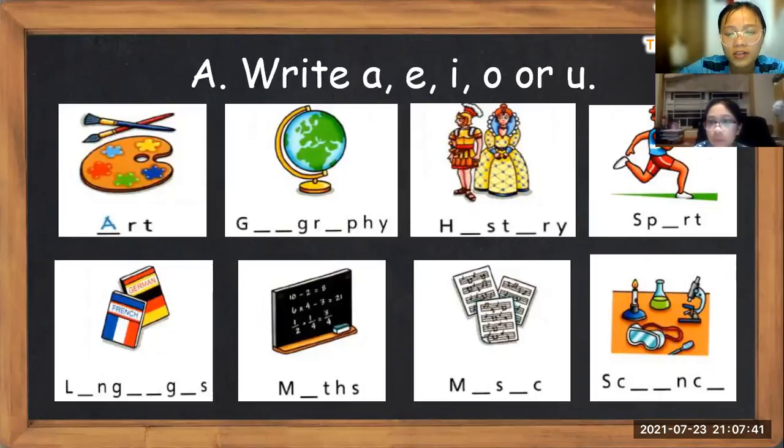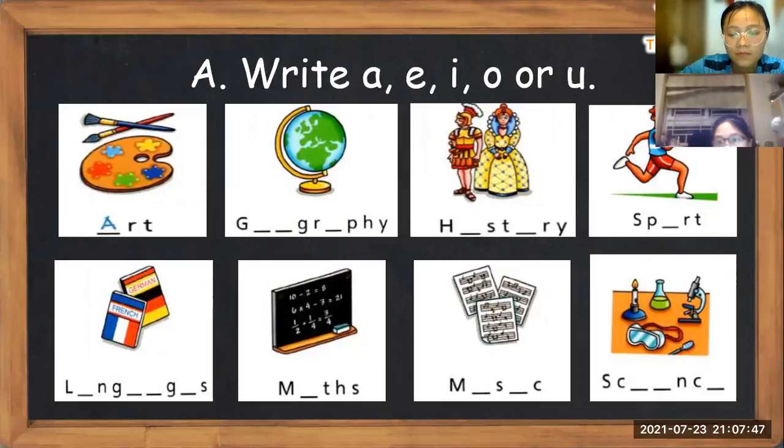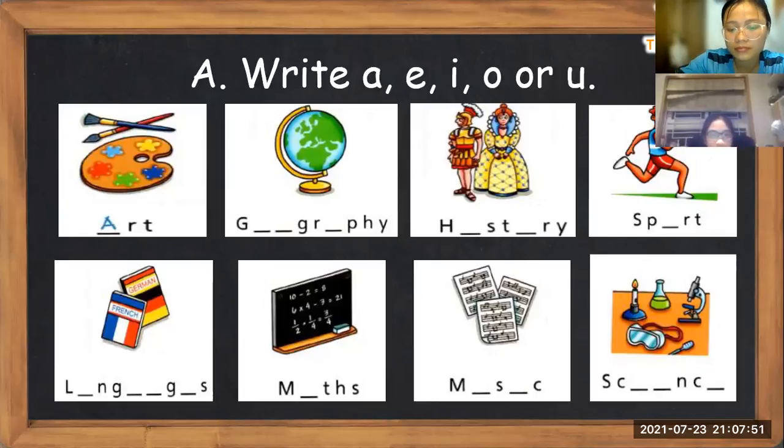I would like you to write to remember all the words here. When you practice writing one time, that time you remember is 10 times. Only with 5 letters here, right? A, E, I, O, or U.